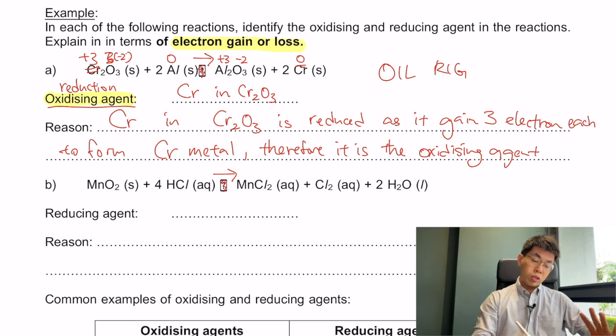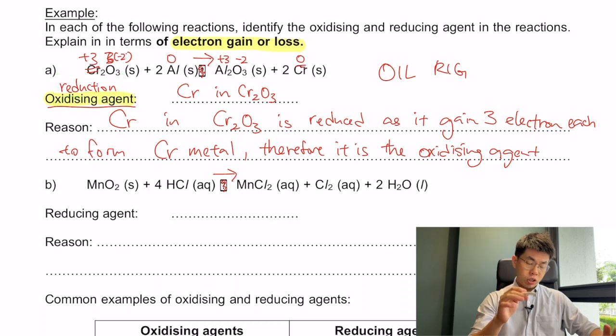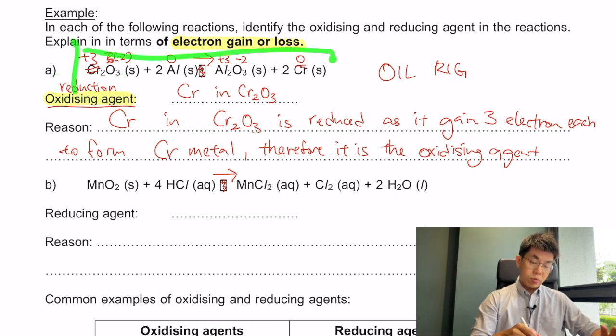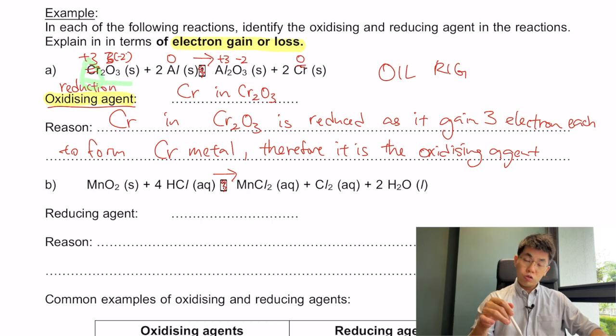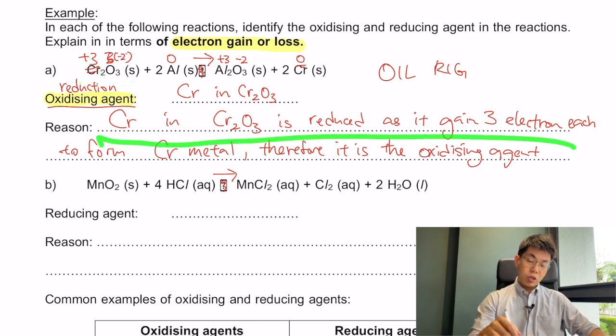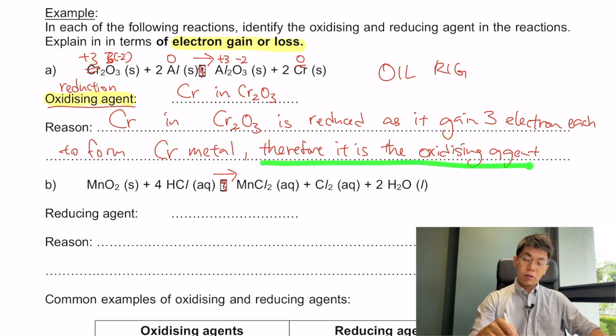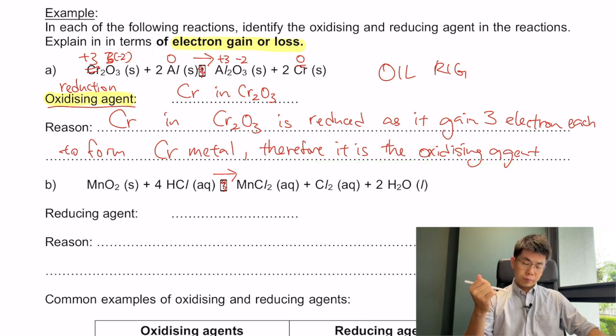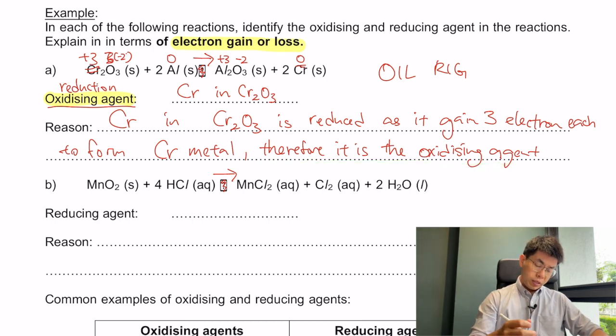So let me go through the strategy one more time. When I see the word oxidizing agent, I immediately write the word reduction on top. So I'm looking for reduction. I use the oxidation states to determine. I found out that it is the Cr in the Cr2O3. And then I write up my explanation and I just add in a line. Therefore, it is an oxidizing agent. Okay, so let's try the next one.